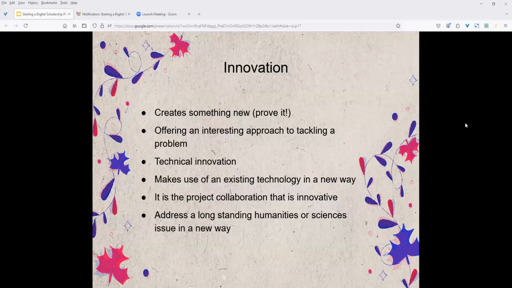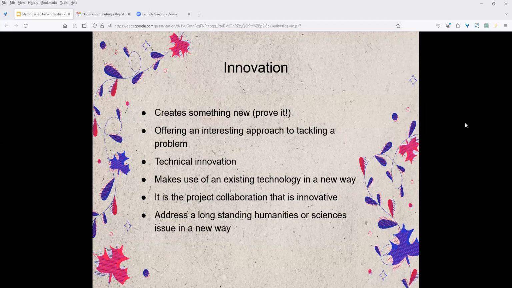If you can offer an interesting approach to tackling a problem, that is always useful. Is there a technical innovation that you're exploring? You can make use of an existing technology, but in a new way. Or the project collaboration itself is innovative. You can have two different groups working on something, say a public library and a research institution library, that are working on something that helps the general public. And last, you can address a longstanding humanities or sciences issue in a new way.